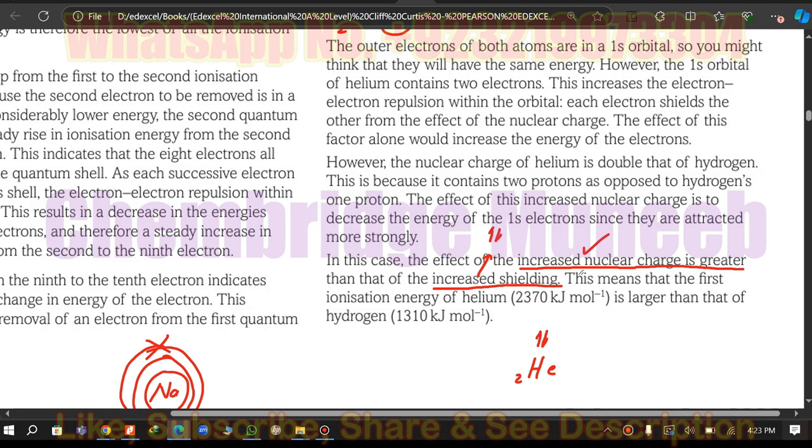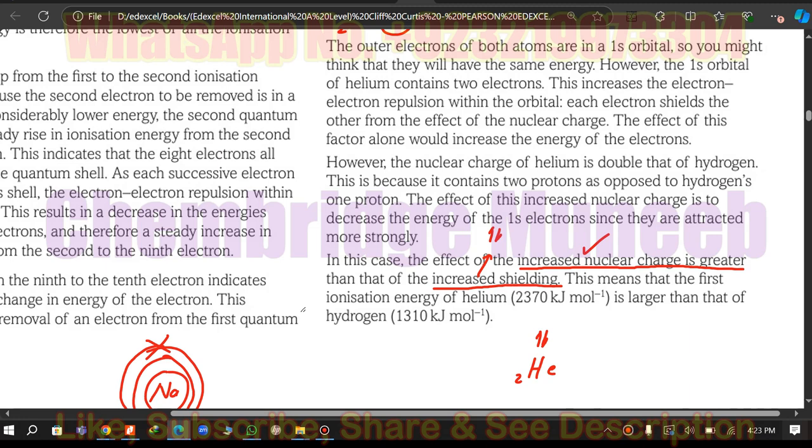Effect is more than the effect of the shielding. No, what has an effect of nuclear charge on the ionization energy? Just consider the effect of nuclear charge on the ionization energy. There's a stronger pull from the protons because there's less electrons. So the positive force is stronger from the protons.